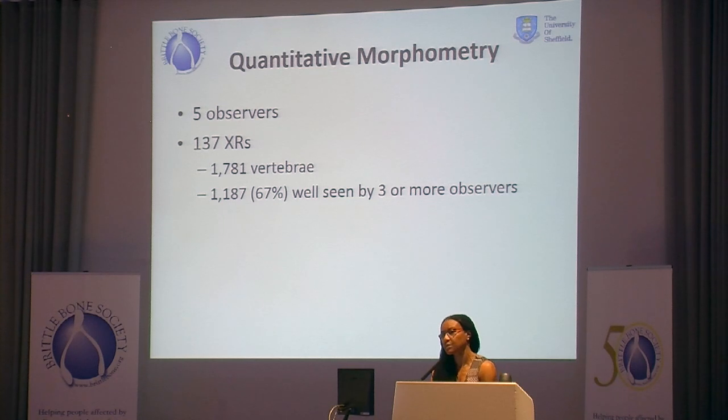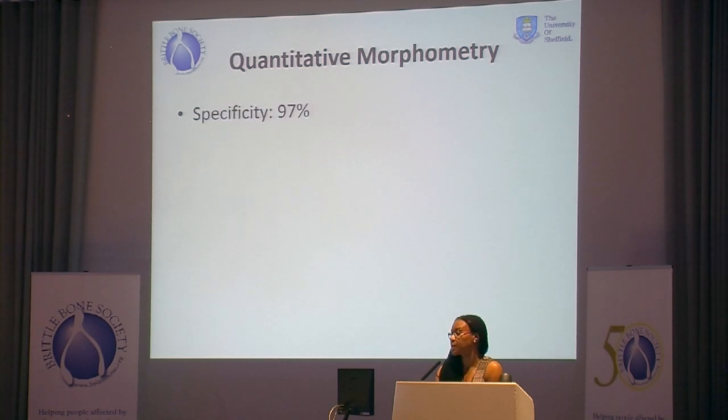And we had 5 observers, looked at 137 of those 250 X-rays, and so that gave us a total of 1,781 vertebrae, of which just under 1,200 were well seen by 3 or more observers. And we were expecting that we'd have very good inter and intra-observer reliability. So the good news is that the specificity was 97%. This means that when there was no fracture, 97% of the time the software agreed that there was no fracture.